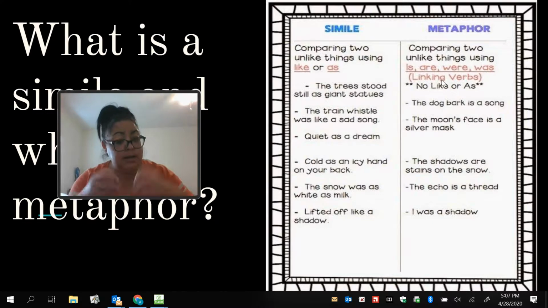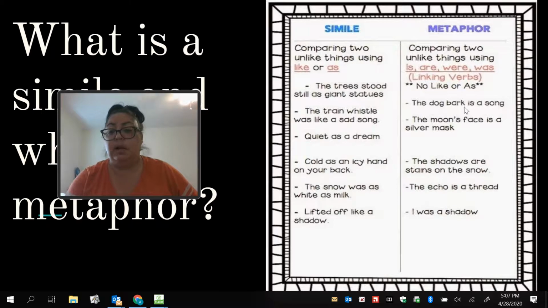These are our connecting verbs. They're not action verbs, but they connect an action word to another phrase. Is, are, were, was. Here it says no, like, or as. Use this slide as a resource when you are looking for your metaphors and similes.